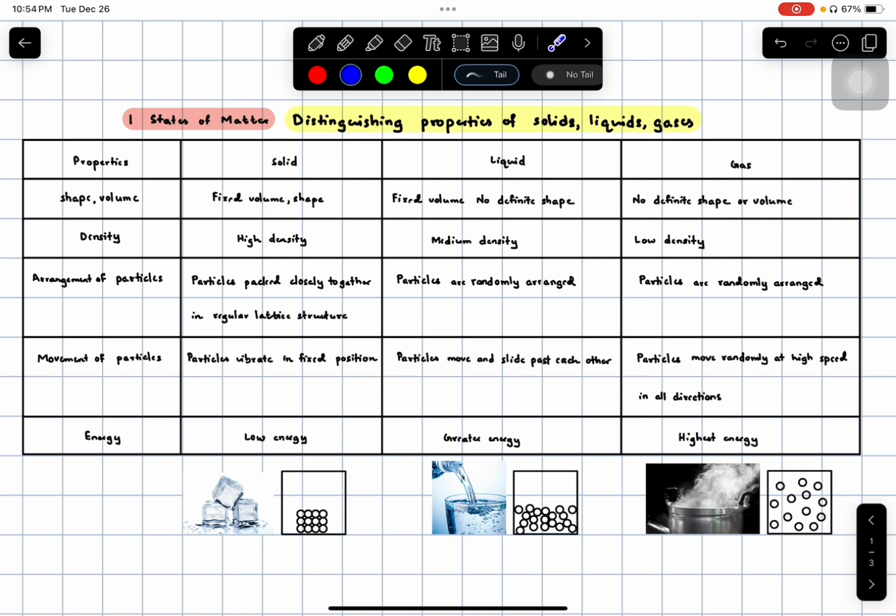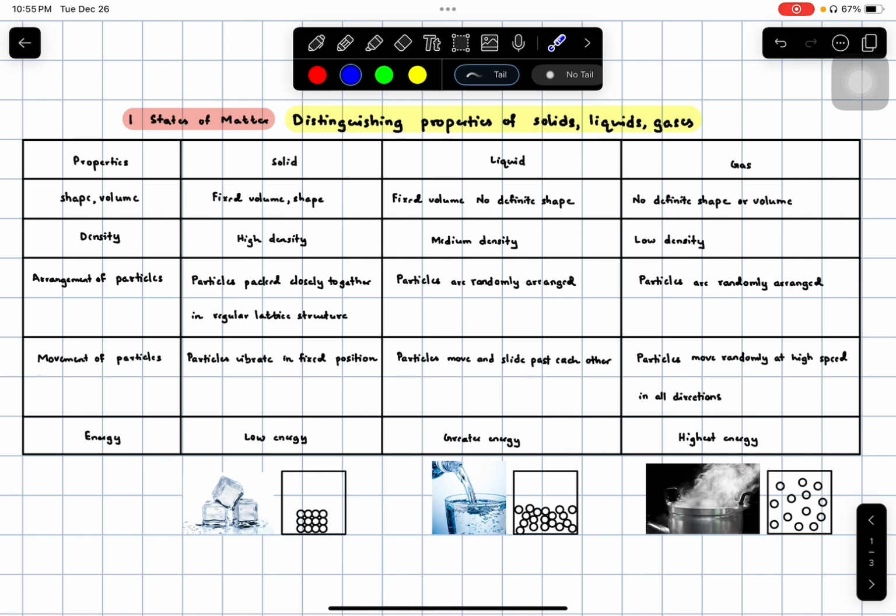In this video, we're going to take a look at the way that particles are arranged in solids, liquids, and gases, and the attractive forces which exist between them. And the purpose of this video is really just to help you think about things in terms of particles. The syllabus requires you to be able to distinguish between a solid, liquid, and gas.